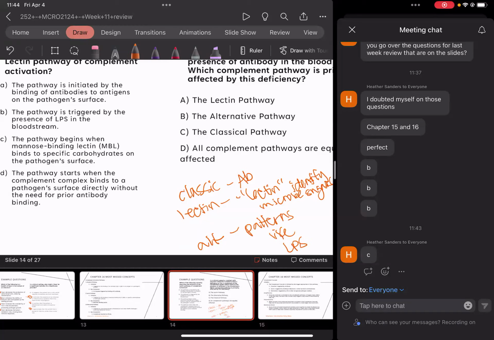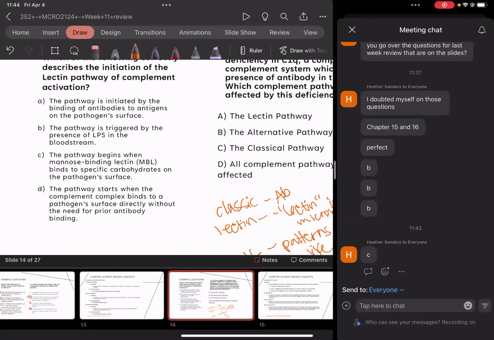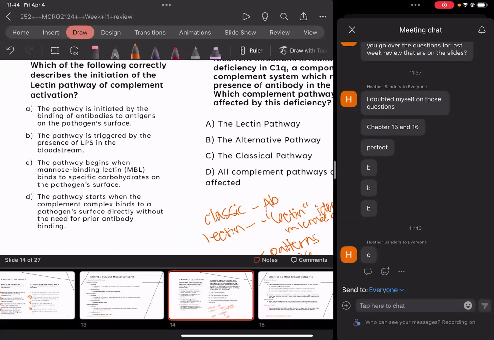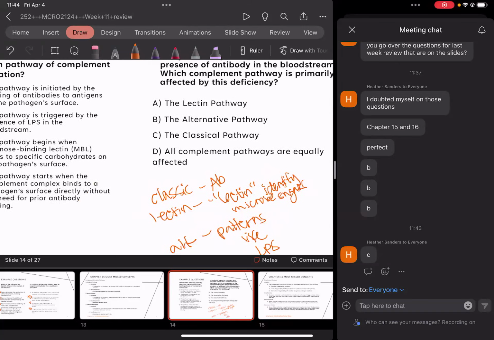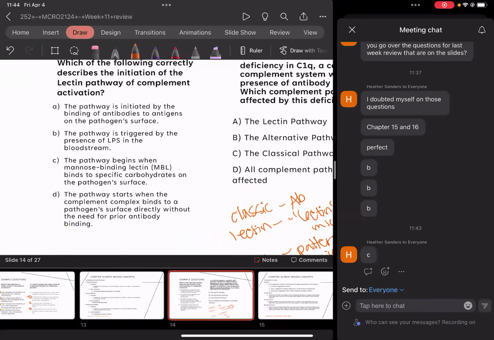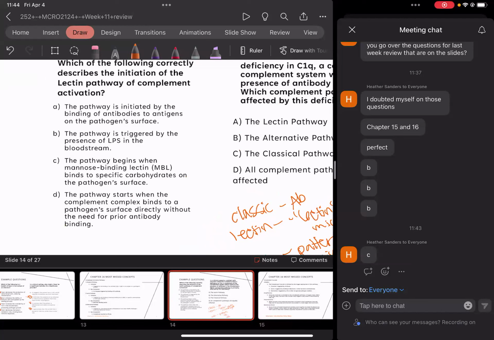Very similar to the concept of PAMPs. So the lectin pathway of the complement activation will be, according to our notes over here, identify basically microbial sugars on the surfaces of bacteria. So our choices are, is this a pathway that is initiated by antibodies? That is the classical pathway.